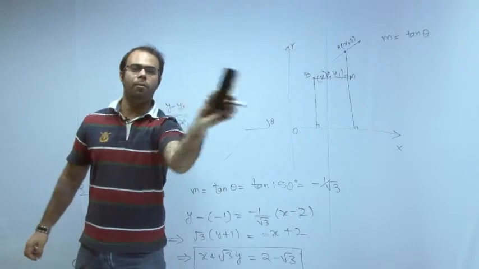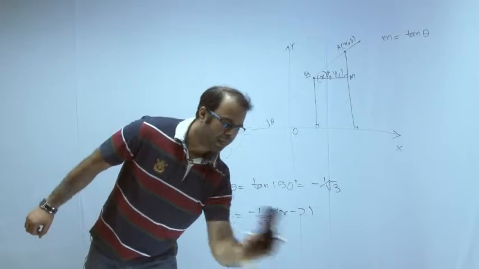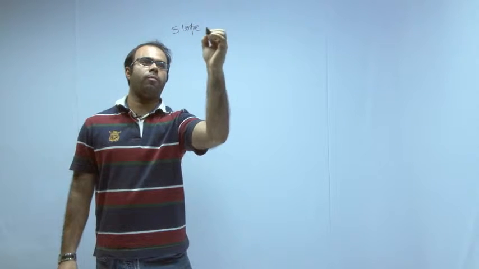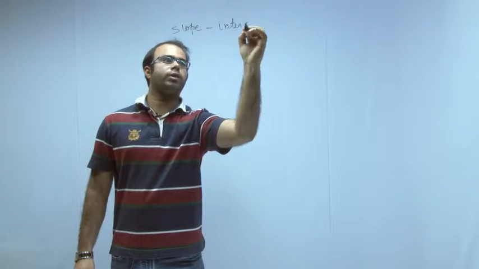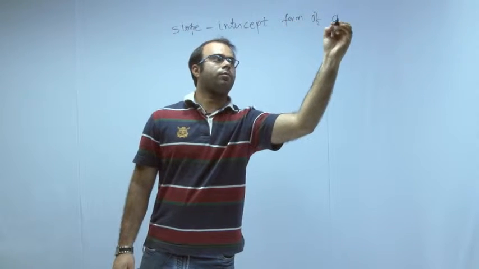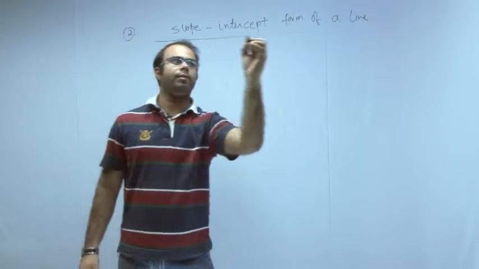Slope intercept form of a line is basically, as the name suggests, the slope of the line is given, and the intercept on y axis is given. Sometimes it is also called y intercept form, slope y intercept form. So we call it slope intercept form for now, and it is understood that intercept means y intercept. Slope intercept form of a line is the second form of a line.